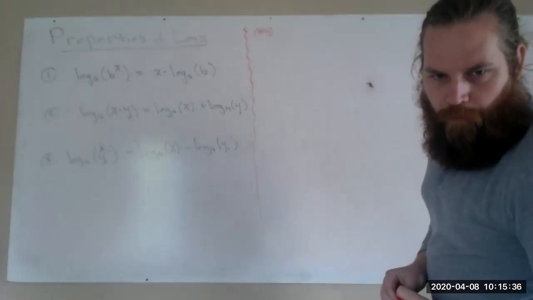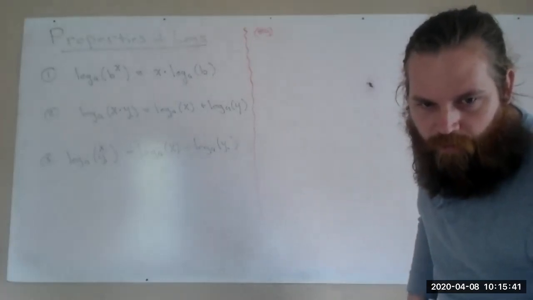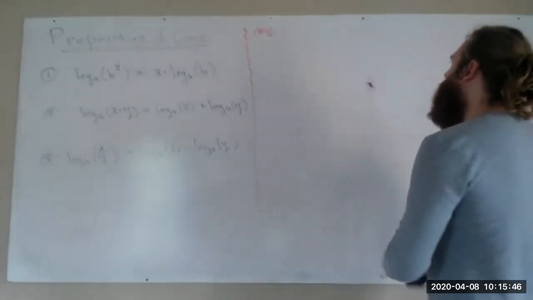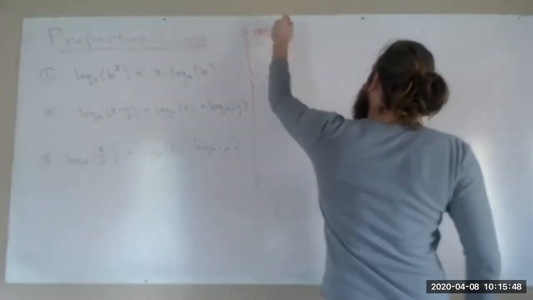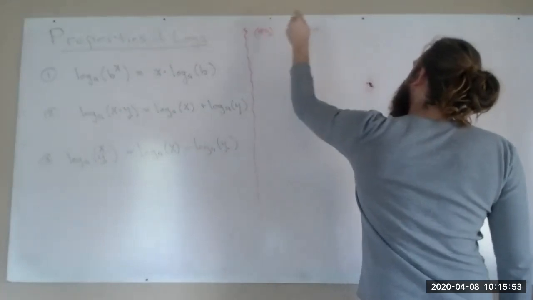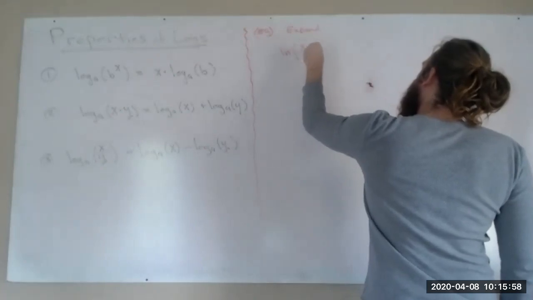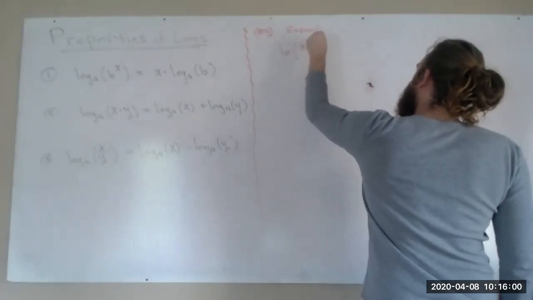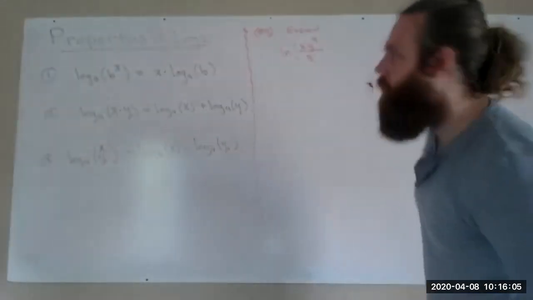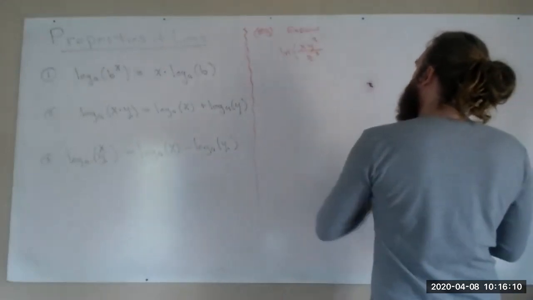So the 8th problem in homework 20 says to expand the natural log of x times y to the 9, all divided by z to the 7. I'll write this a little bigger.